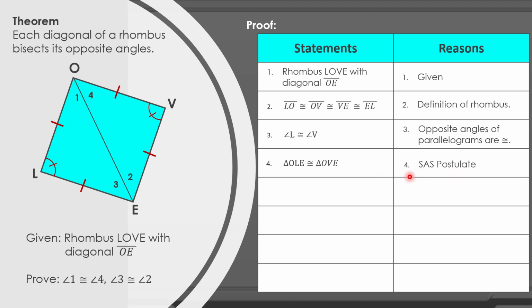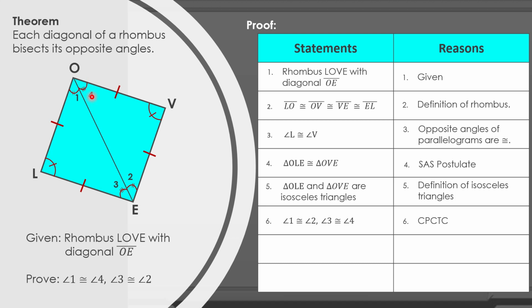So for our fifth statement, we have triangle OLE and triangle OVE are isosceles triangles by the definition of isosceles triangles in which the two sides should be equal. Since we know that these triangles are isosceles and congruent, then we can say that angle 1 and angle 2 are congruent, angle 3 and angle 4 are congruent by CPCTC, or corresponding parts of congruent triangles are congruent.